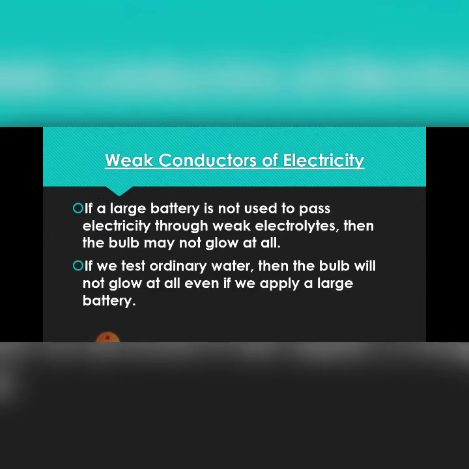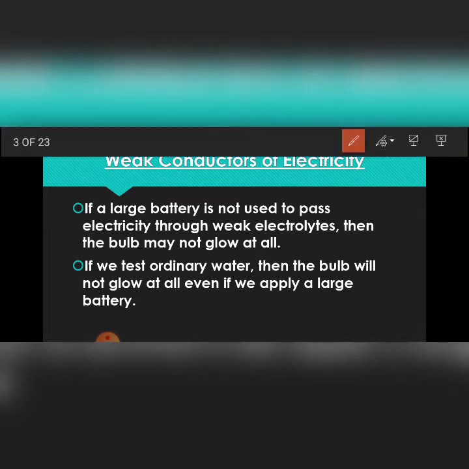And even if we use a very large battery, the bulb may glow only dimly. If a large battery is not used to pass electricity through weak electrolytes, then the bulb may not glow at all. Here, the bulb means the filament bulb, not the LED bulb. So the bulb may not glow.